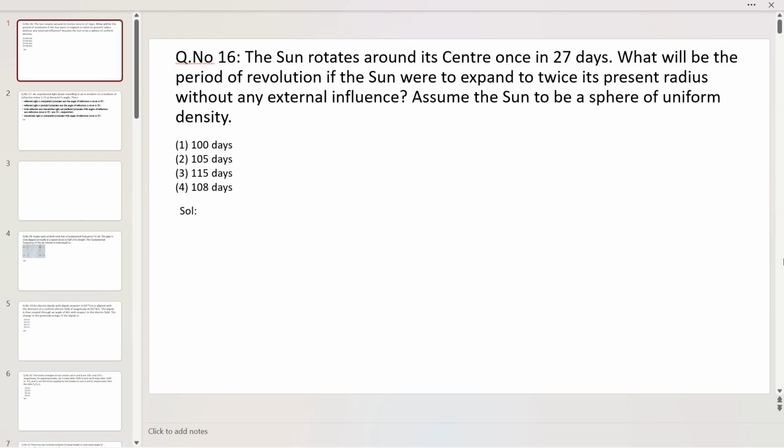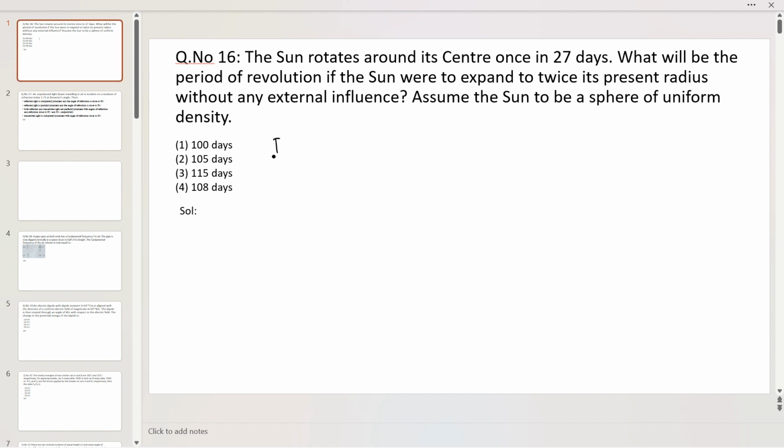The question here is, the sun rotates around its center once in 27 days. What will be the period of revolution if the sun were to expand to twice its present radius without any external influence? So this is the question of conservation of angular momentum.